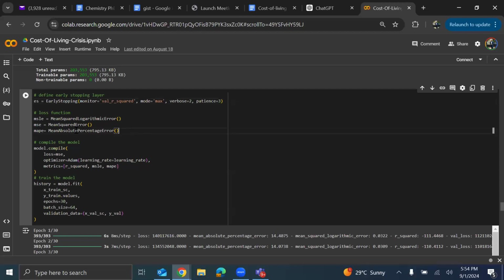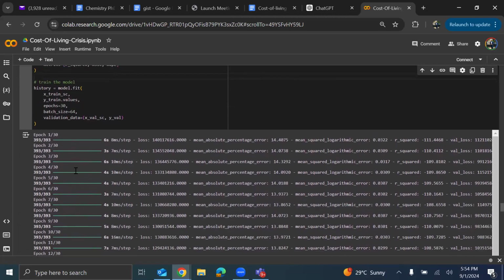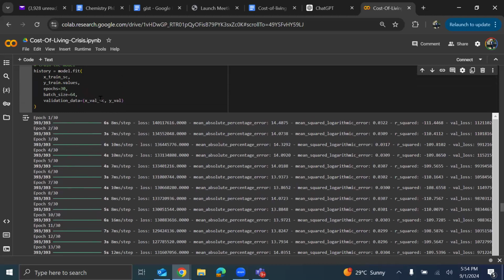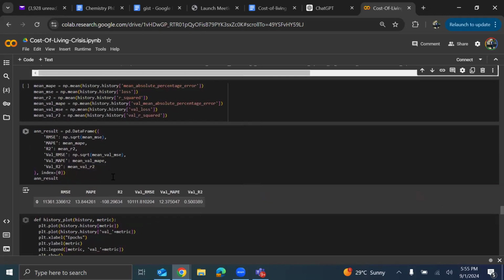So I defined the loss function I want to monitor, and then I compiled the model using that, and then from there I trained my network. You can see I trained for 30 epochs with a batch size, and then I put my validation data here. What I did here was just to summarize my results into a data frame, right?